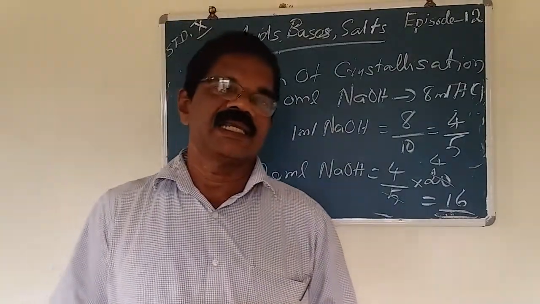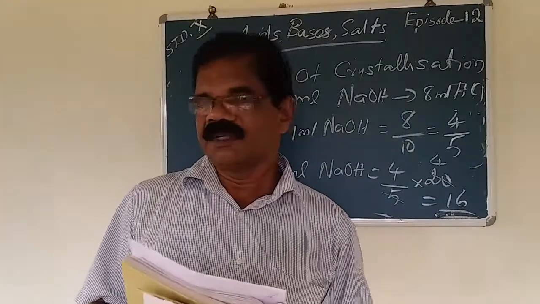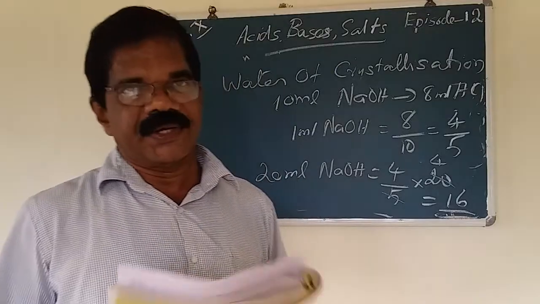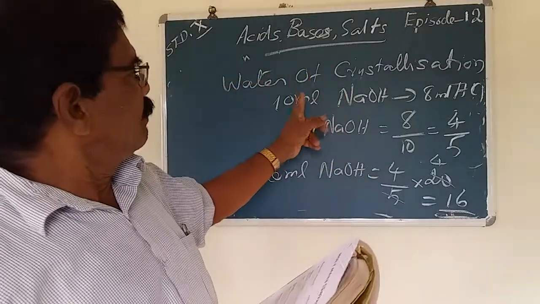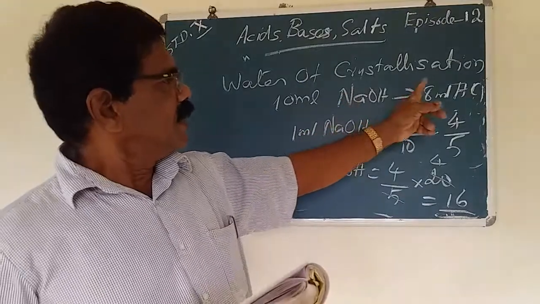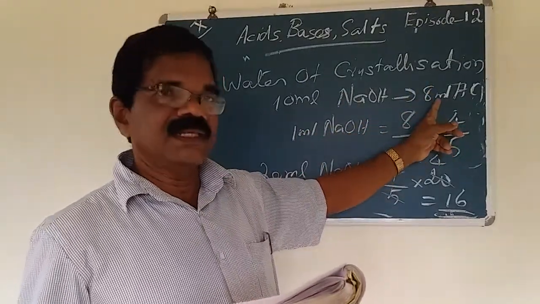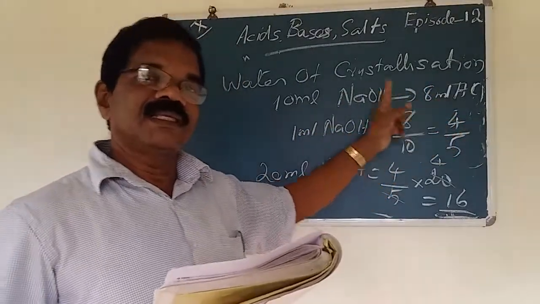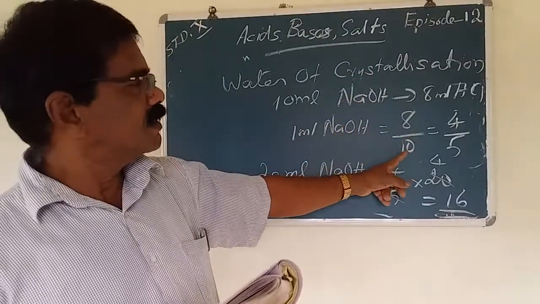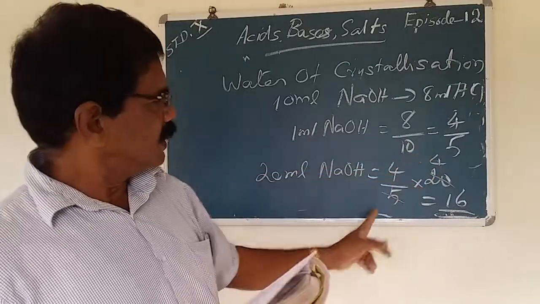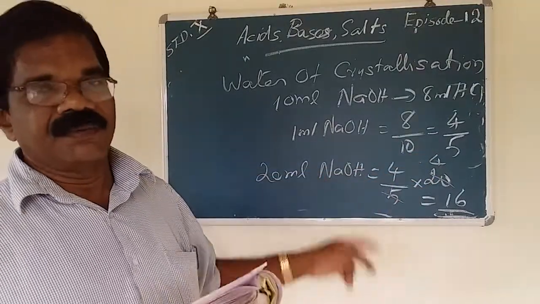If any question arises like this, and a written solution is required, first you find out: 10 ml required neutralizes 8 ml of NaOH. Then the second step is, 1 ml requires 8 by 10, that is equal to 4 by 5. Then multiply with the required amount.